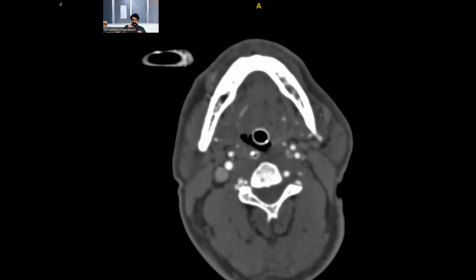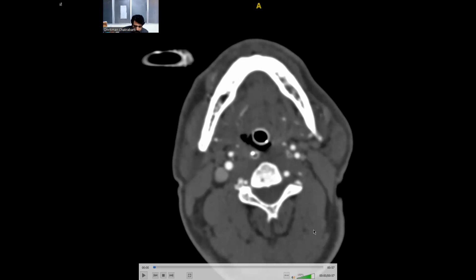The CSF space directly in front of it is known as the crural cistern. So in the crural cistern, your basilar will split into the two PCAs. And then the PCAs will continue to form the posterior circulation. We'll come to the PCAs after I have shown the vertebral and the basilars in this scan.